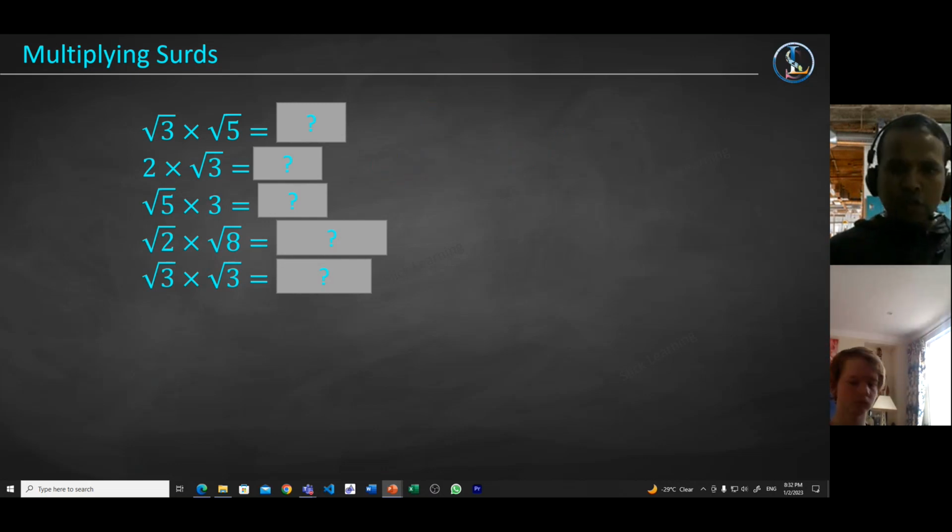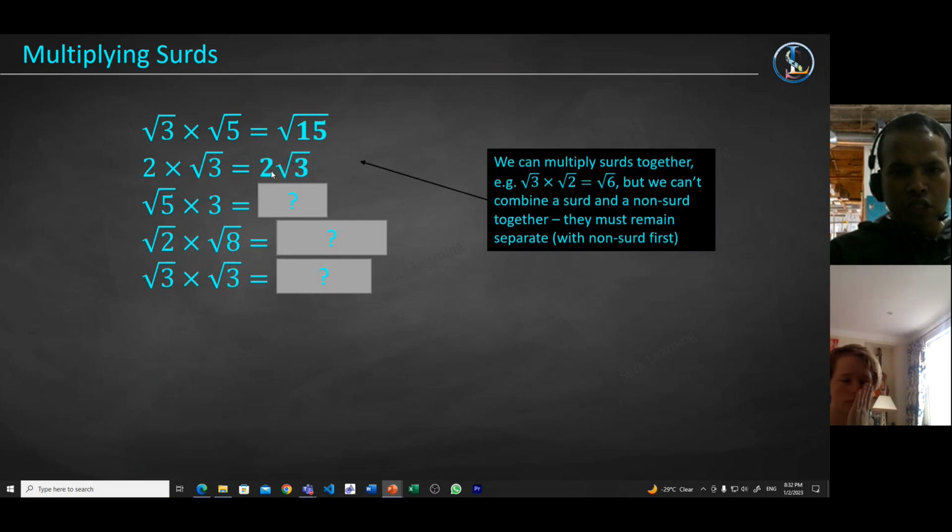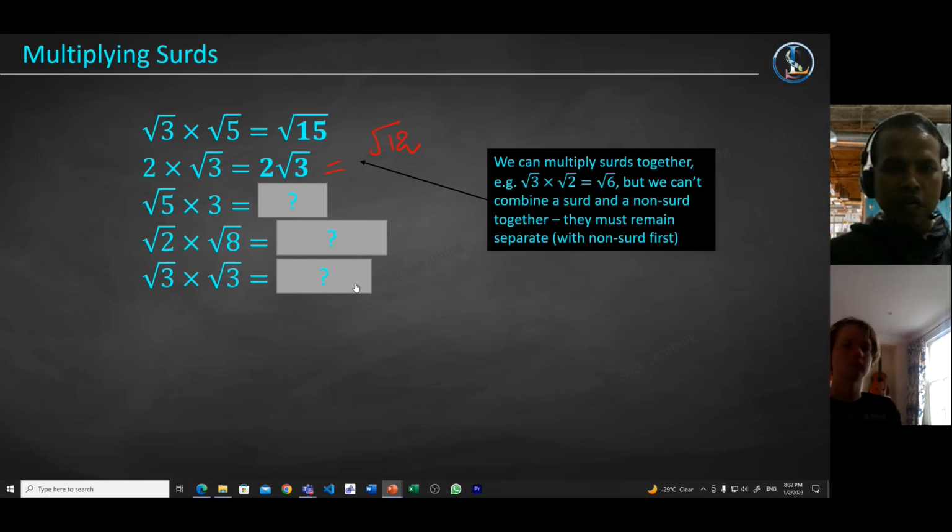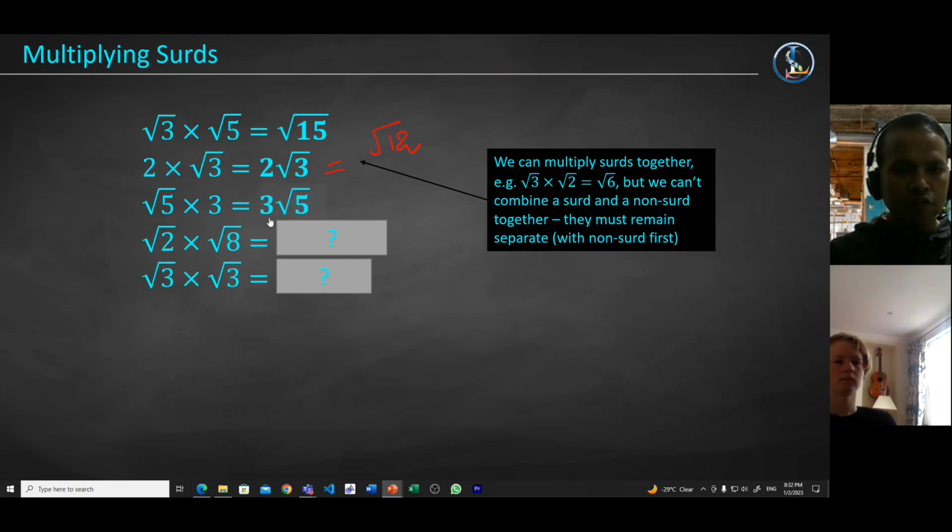So if there is a number which is not under a square root, you square it first and then multiply it. So this one is 2 square root 3, just a multiplication. But if they ask you to write it in the form of surds, you will write square root 12. But here they are just asking you to multiply. So here is 3 square root 5. Here you will be multiplying.